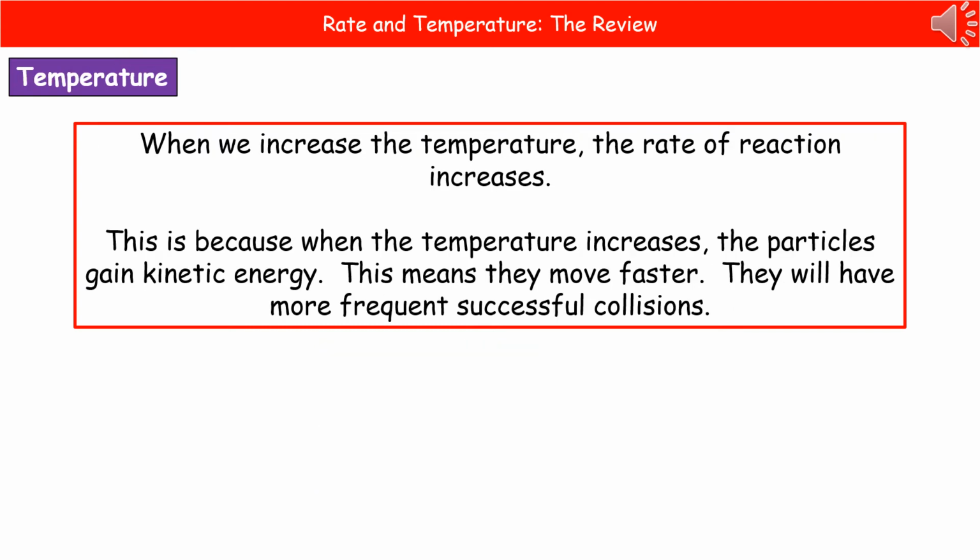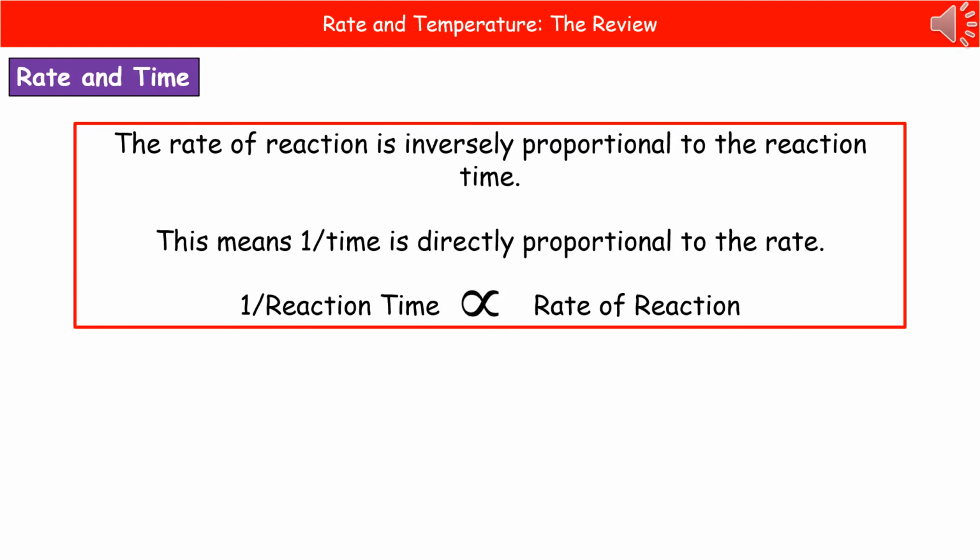The first factor we need to consider is temperature. When we increase the temperature, the rate of reaction also increases. And the reason for this is that when the temperature increases, the particles gain kinetic energy. So that means they move faster and they will have more frequent successful collisions. Do remember when we're talking about the rate of reaction, it's inversely proportional to the reaction time. So that means 1 divided by time is directly proportional to the rate.